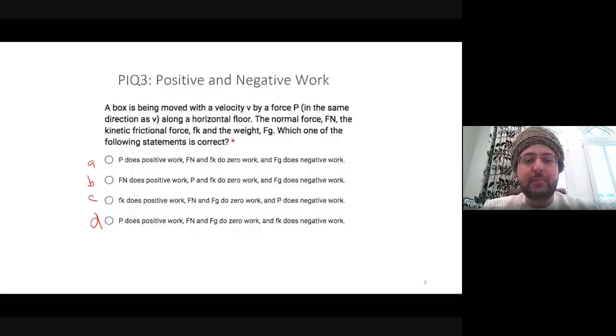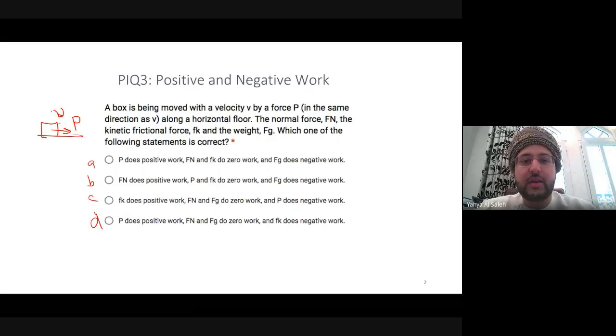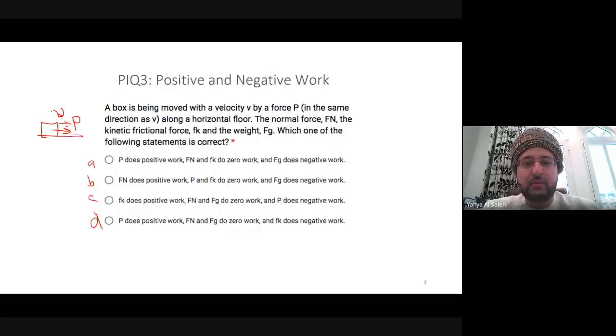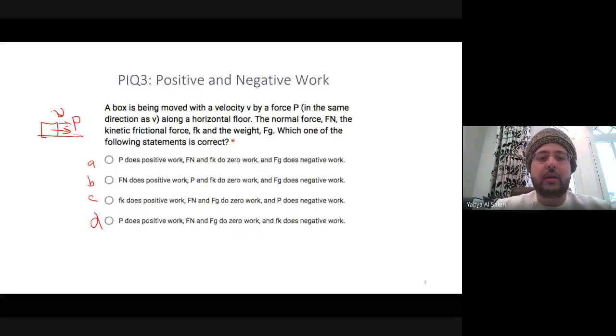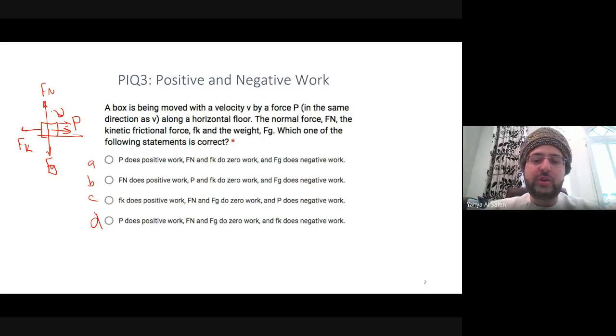A box is being moved with a velocity v by a force P, which is in the same direction as v. We have a box, velocity is v, force is P, both in the same direction, along a horizontal floor. The normal force, Fn, the kinetic frictional force, Fk, and the weight, Fg, are the other forces. Which one of the following statements is correct?